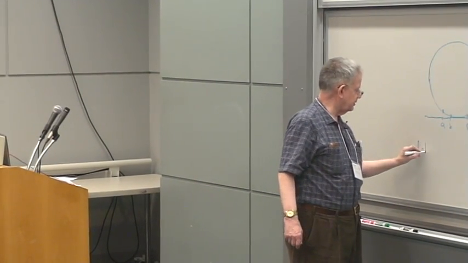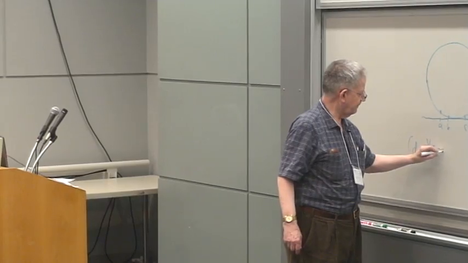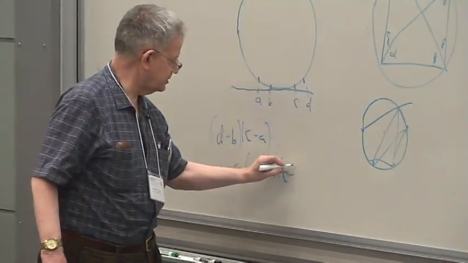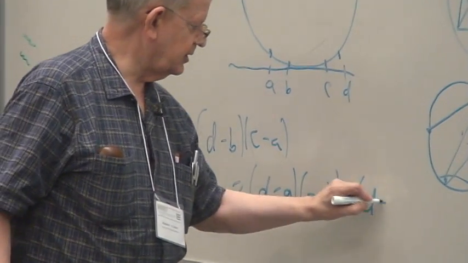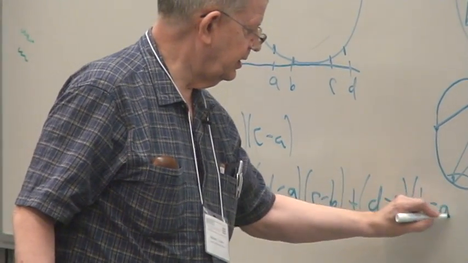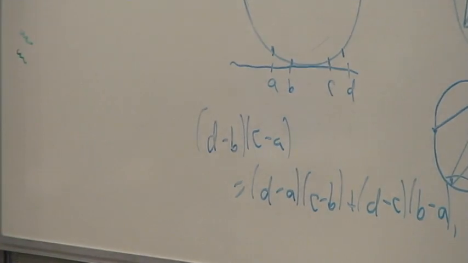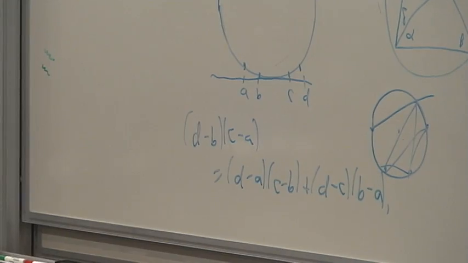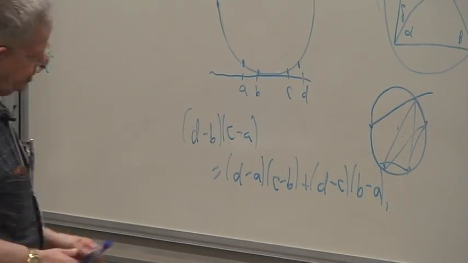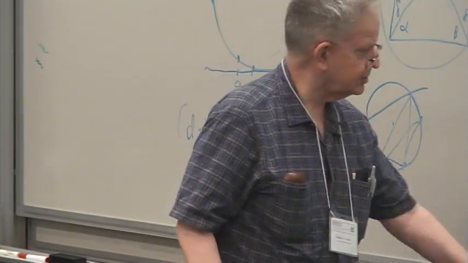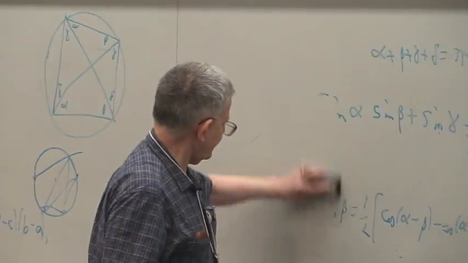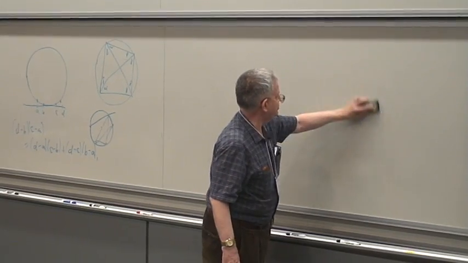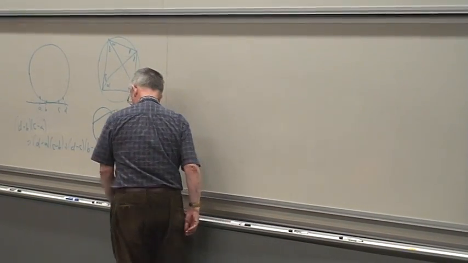which is d minus b times c minus a equals d minus a times c minus b plus d minus c times b minus a. And that's a trivial linear identity to prove. And what I want to show you next, and I'm not going to go through the details, is what happens to Ptolemy's theorem when you have a general quadrilateral.